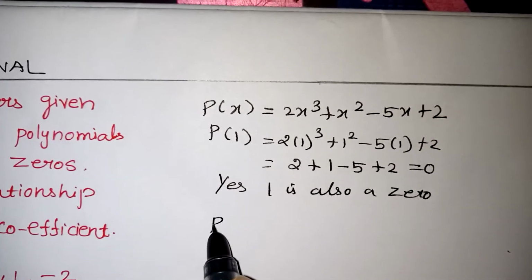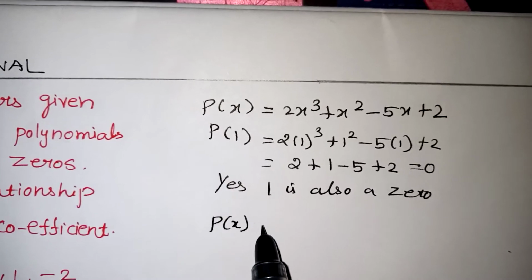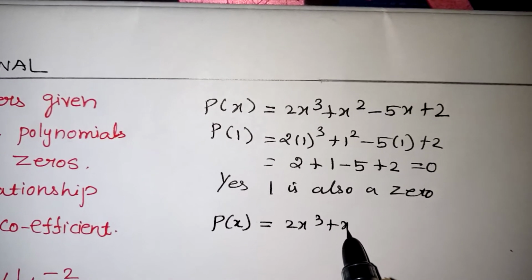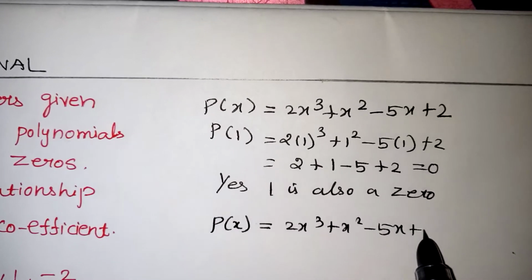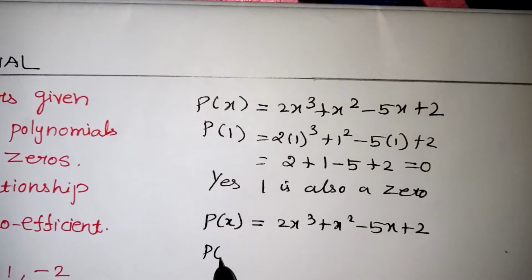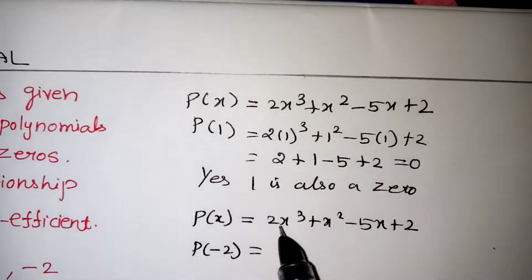The last number which is given to us is minus 2. So this is my question, 2x cube plus x squared minus 5x plus 2. Why I am writing it again and again is so that you don't make any mistakes. You also just write it in your exam in order to avoid mistakes.